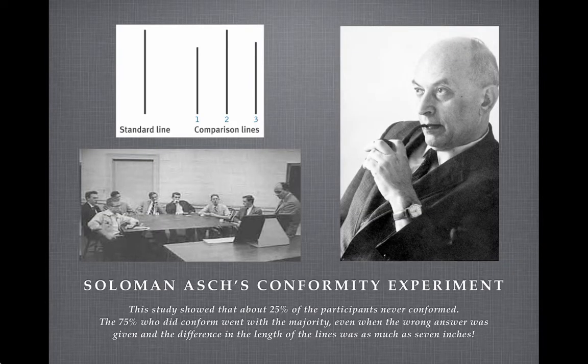The participants announced their answers verbally, so the final respondent, who had not been told to give a certain response, would either conform to the majority or deviate from the norm. This study showed that about 25% of the participants never conformed. Surprisingly, the 75% who did conform went with the majority, even when the wrong answer was given and the difference in the length of the line was as much as 7 inches.